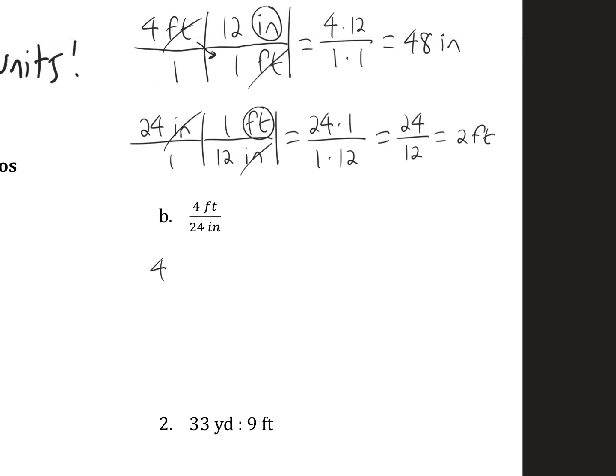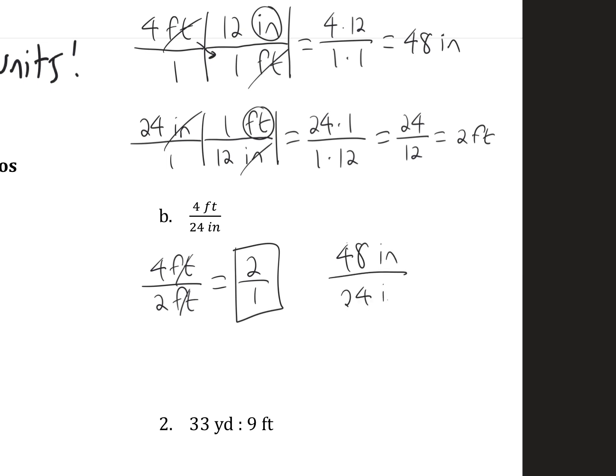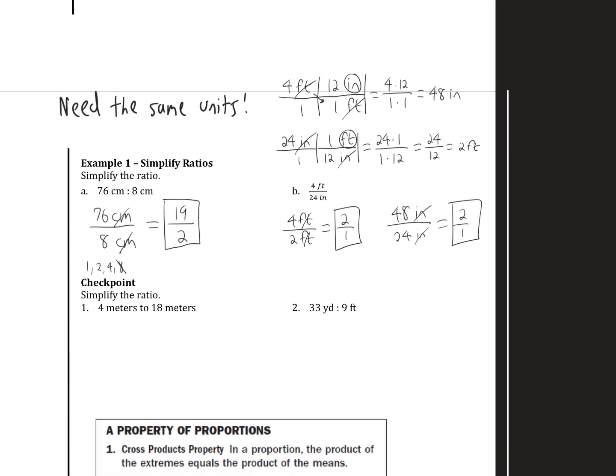We can do 4 feet over 2 feet, which is 24 inches. If we reduce that, we got feet over feet. 4 divided by 2 is 2 to 1. Okay? Or we could do 48 inches over 24 inches. And you can see it'll still work out the same way, which will be 2 to 1. All right, those are the 2 examples we did. Why don't you guys go ahead and pause the video and do the checkpoints.